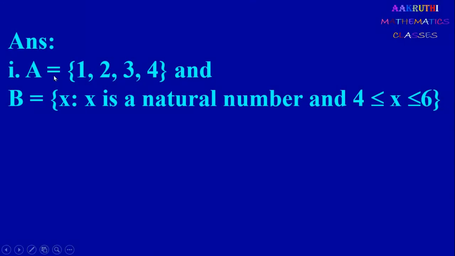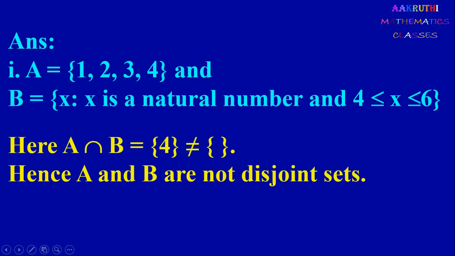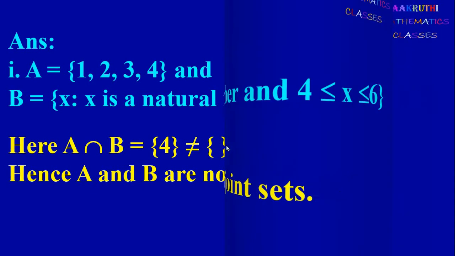Now first one here, A equal to 1, 2, 3, 4, B equal to the set of all x such that x is a natural number and x is greater than or equal to 4, less than or equal to 6. In set B we have 4, 5 and 6 here. So therefore the common element is 4. Now since 4 is a common element, the intersection is not an empty set. So since the intersection is not an empty set, they are not disjoint sets.